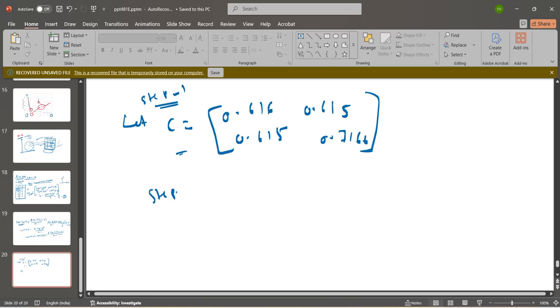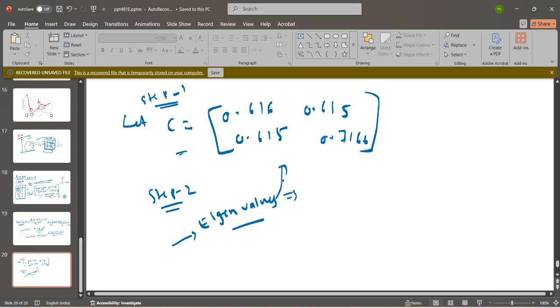Then step 2 is we have to find the eigenvalues. Eigenvalues. At some point in your childhood, or in class 10th, plus 1, plus 2, any time in your educational journey, you might have come across eigenvalues, right? So now you will understand what major part it plays. We have to calculate the eigenvalues of this covariance matrix.